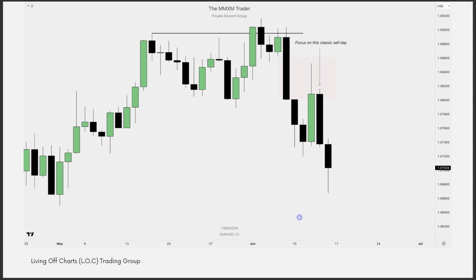So over here, we're talking about those classic sell day profiles, right? We've got the Euro USD daily chart. We hit a key level, right? We had a breaker, fair value gap. We hit that, close inside, and then we focus on the next day for a classic sell day profile.